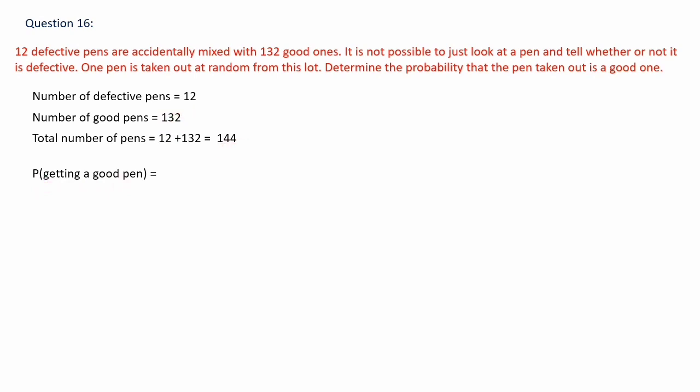Probability formula, let's recall it: favorable number of outcomes divided by total number of outcomes. So 132 divided by 144. When you cancel with 12, 132 gives 11, because 12 elevens are 132, and 144 gives 12, because 12 into 12 is 144. So 11 divided by 12 is the required probability.